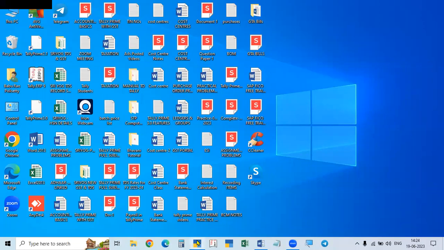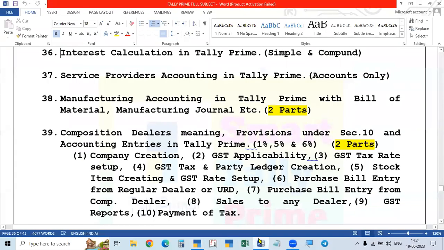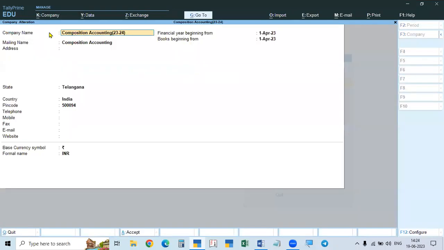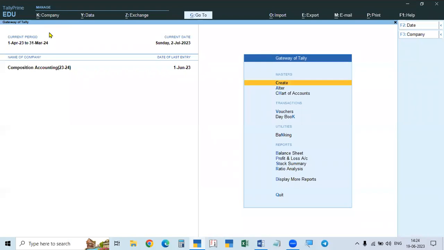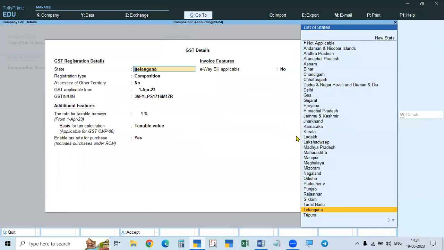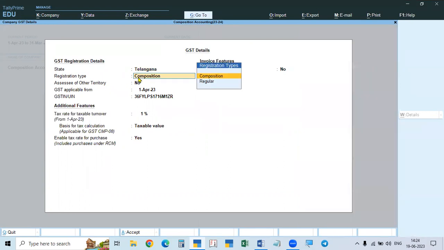So here, yesterday, in the last video, we covered the rules, relations, and provisions regarding the composition dealer: how to maintain it, all the settings, how to create it, and how to make the settings. Creating this is the same for any company. Then you have to go to the F11 features, in the GST details, give the state, which is automatic, and the registration type. Previously it was regular by default. We have to select composition and then give the number and everything.